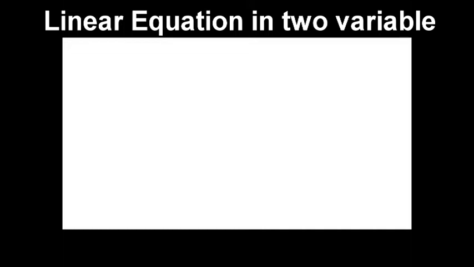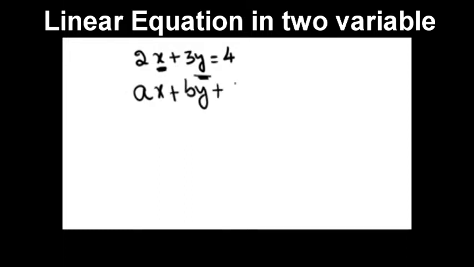For example, 2x plus 3y is equal to 4. In this equation there are two variables, one is x and one more is y. And 2 is a constant number, 3 is a constant number, 4 is a constant number, but x and y are two variables. So generally we write it in the form of ax plus by plus c is equal to 0.